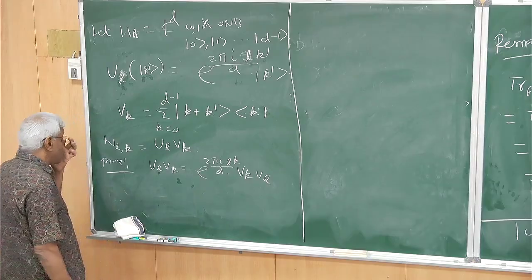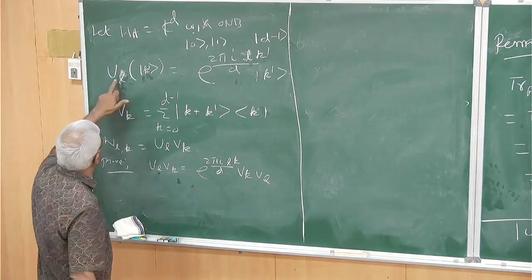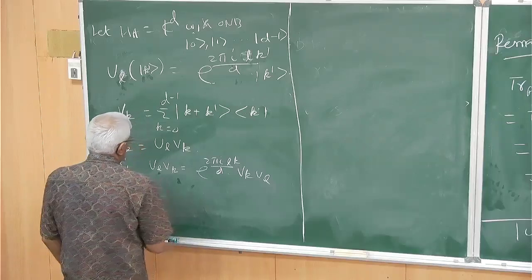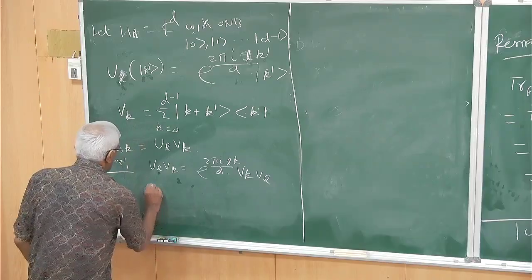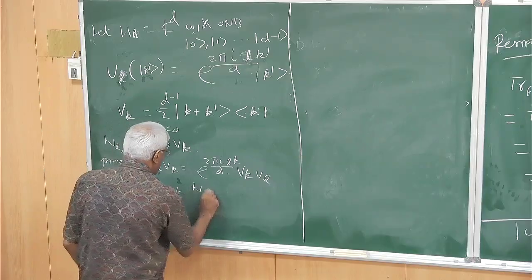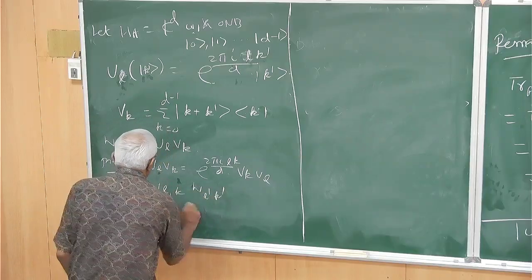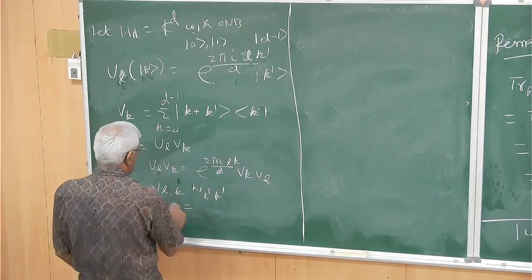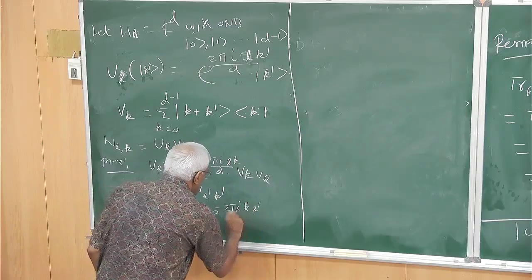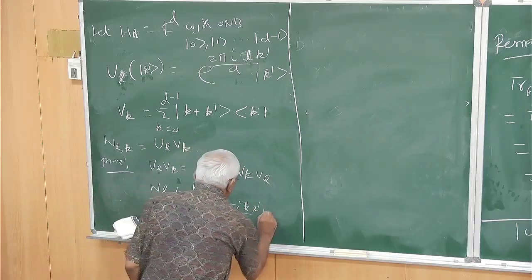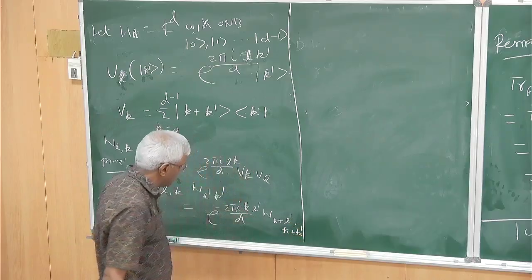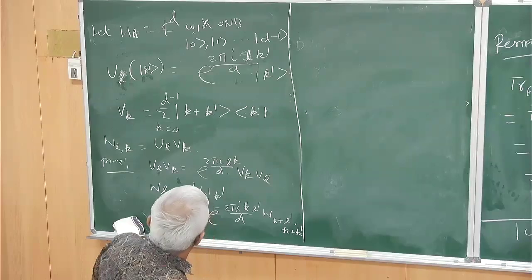Now you can define this, and you have W of l, k times W of l prime, k prime is equal to, here V_k will come, no? e to the power minus 2 pi i k l prime by d times W of l plus l prime, k plus k prime. This is what is called the Weyl commutation relation.